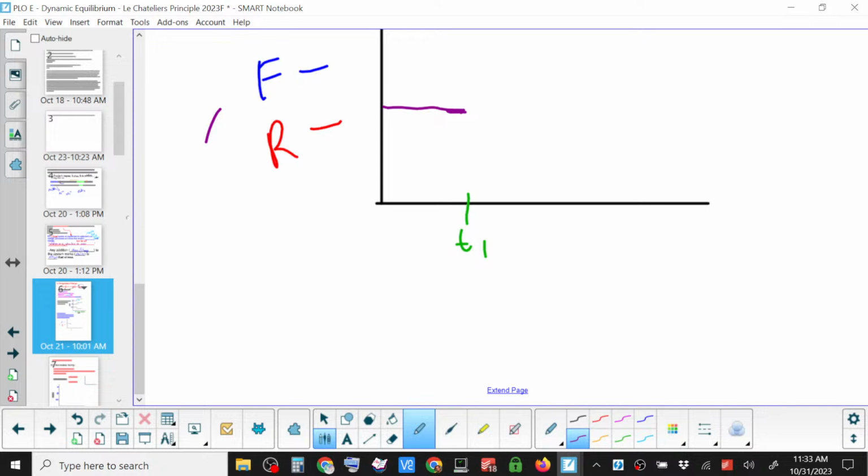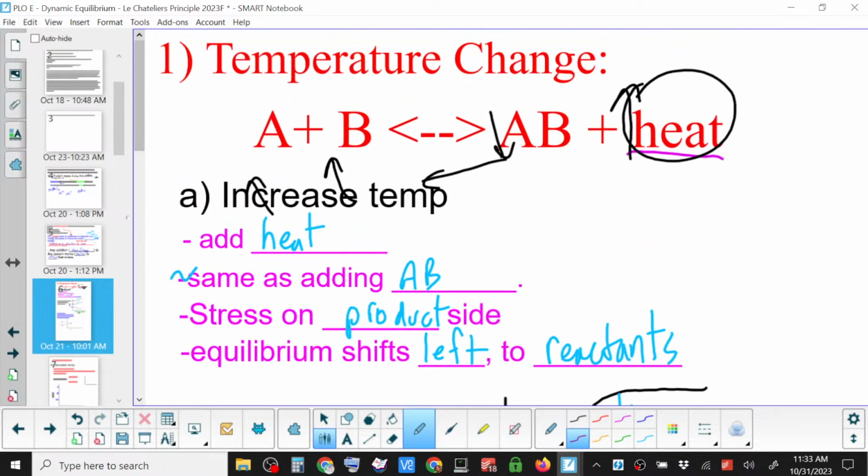Now, I've added temperature. Both rates will increase. But which side has the energy term? This side. So which rate is affected the most? The reverse rate or the forward rate? This looks like an endothermic. Hold it, endothermic? Exothermic. So this looks like this.